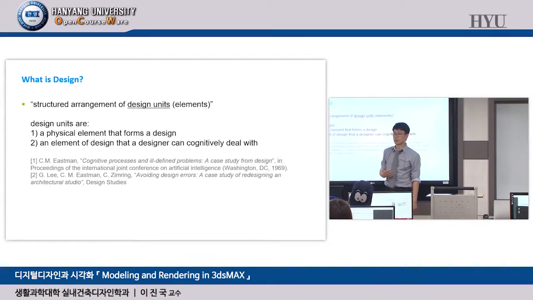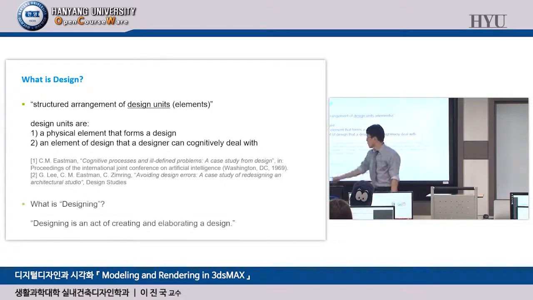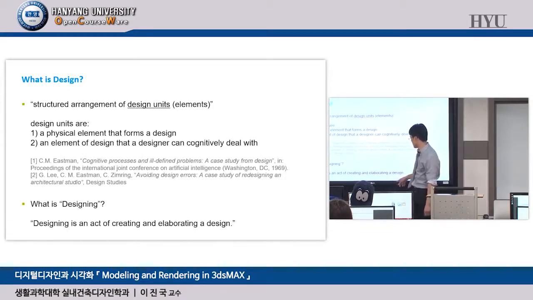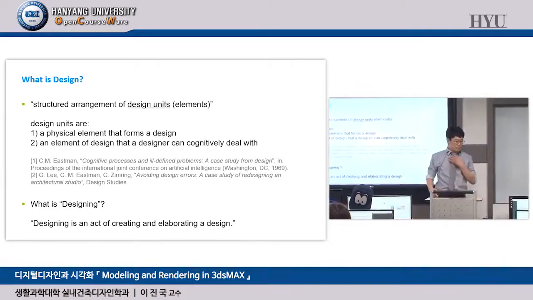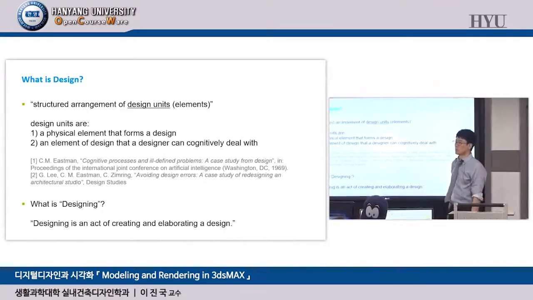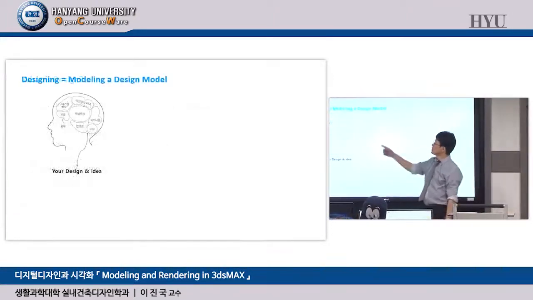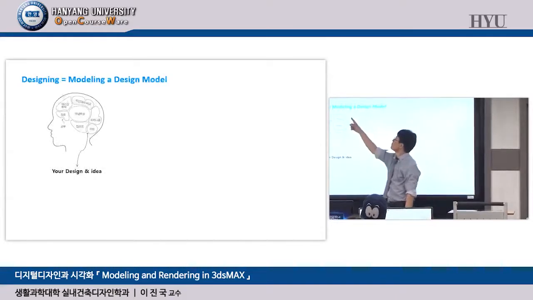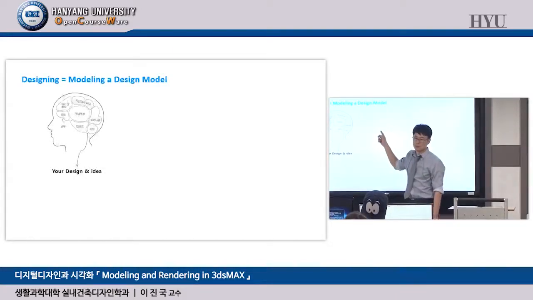Not only focusing on the first one, physical things, I'd like to let you know, and I'd like to put more emphasis on the second one, design concept, so-called diagrams, something concrete, something abstraction, okay? And so on. What is designing? Design elements making plus something process, okay? Some time axis. An act of creating and elaborating a design. So designing is equivalent to modeling a design model, okay?